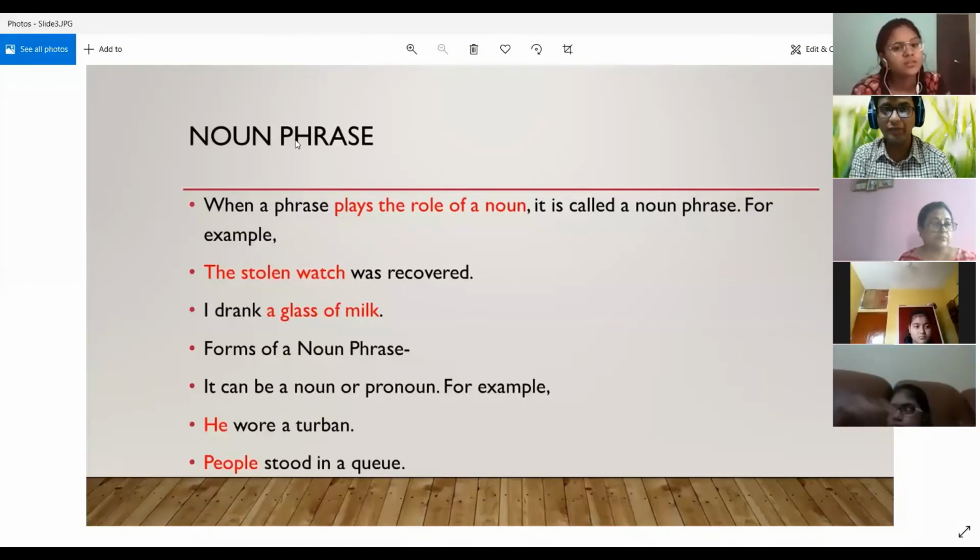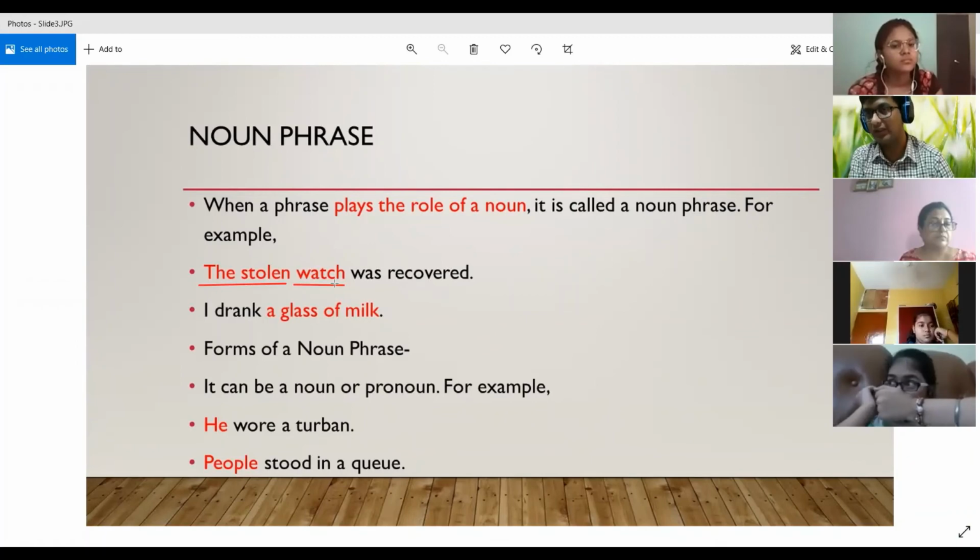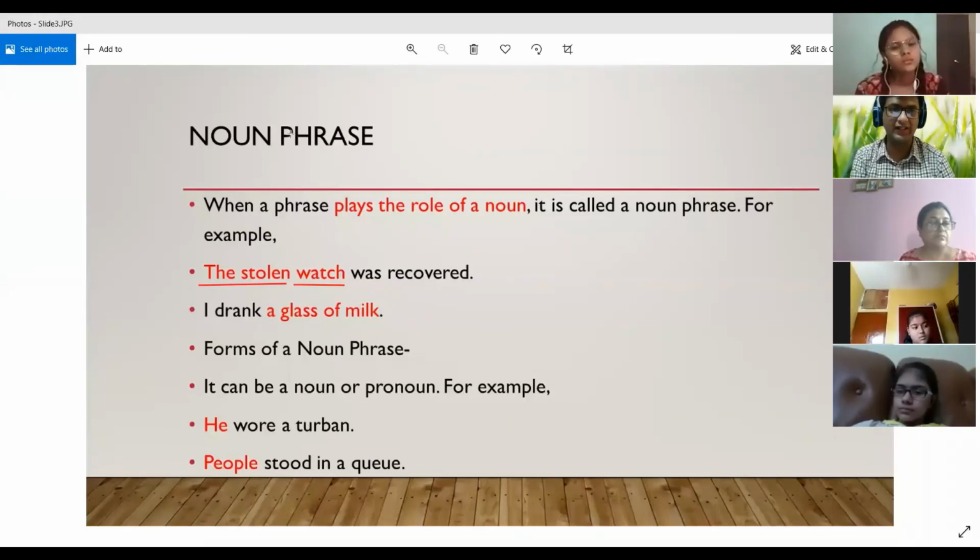Understanding, Angel? Yes. You have to break it in parts and see it. If you only talk about the stolen, then it will start describing the watch, so it will become an adjective phrase. But if you include the noun also, it will become the stolen watch. Then it will start answering the question what was recovered, and it will become a noun phrase: the stolen watch was recovered. That is why I was telling you, in many of these sentences, if you remove the noun part, it will become an adjective phrase. Okay. For example, let me go back to the adjective phrases. There you will see a lot of examples like that.